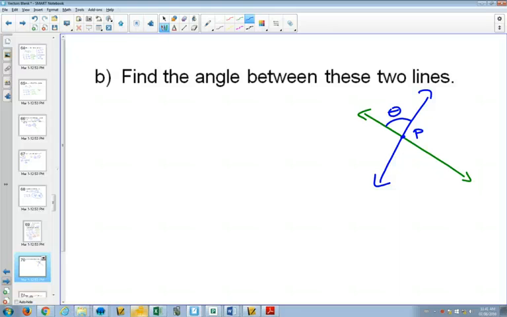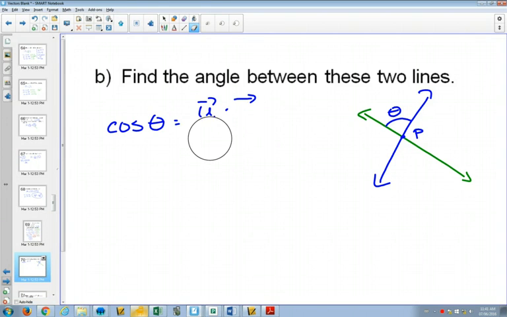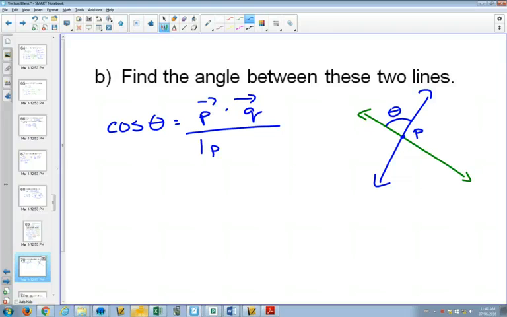Well, to find the angle between them, we had this formula. Cos theta is equal to the dot product of whichever vectors you're using. Since we have lines P and Q, it'll be the dot product of P and Q, and the length of P times the length of Q on the bottom.